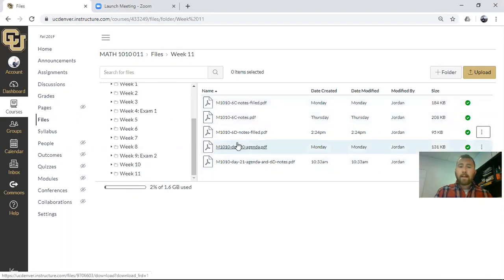And then the 6D filled-in notes are right here. I actually merged together the agenda and the 6D notes. You can get that right here. That's not the filled-in one though, that's just the blank one, but that's what everyone got in class today.